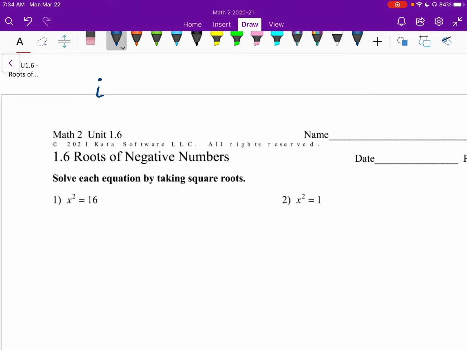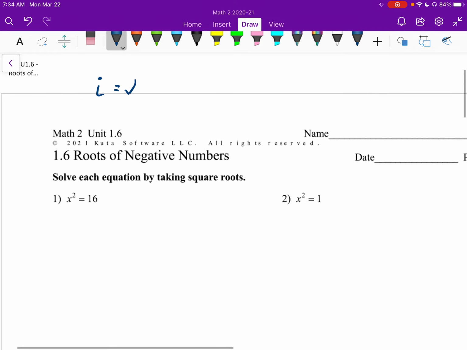But we have the number i. i is equal to the square root of -1. We've talked before about how you can't have a negative under your root. Well, now we can. We're going to say that anytime we have a negative under our root, we're going to put in an i to signify this is an imaginary number or a complex number. Similarly, we could say that i squared is -1. These two things are the key to knowing how to do this homework page.